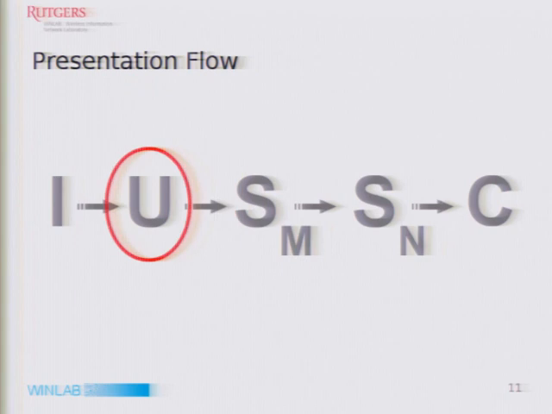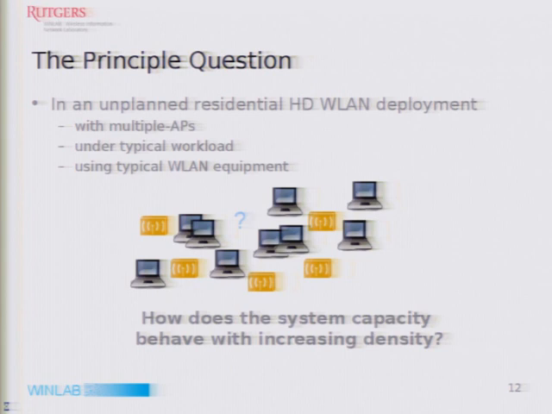So with that, I want to go into the understanding what we have part, starting with this principal question: we want to understand unplanned residential high-density wireless deployments with multiple access points, on the typical workload that we have today, using typical wireless LAN equipment that we use today. With this setting, we want to see how the system capacity behaves with increasing density. That means both an increasing number of stations and an increasing number of access points.